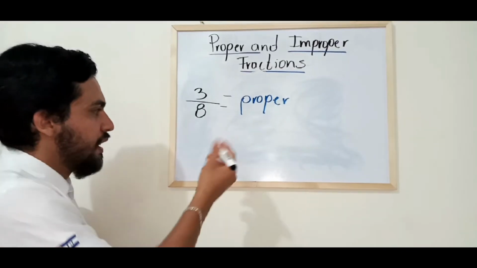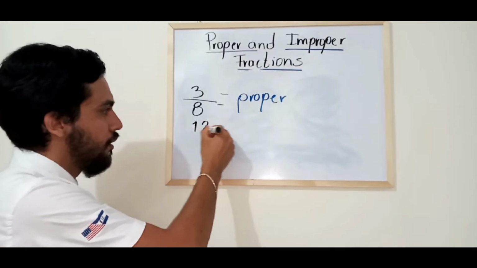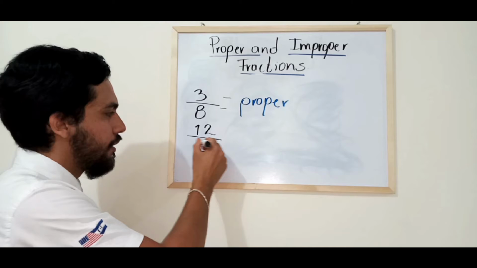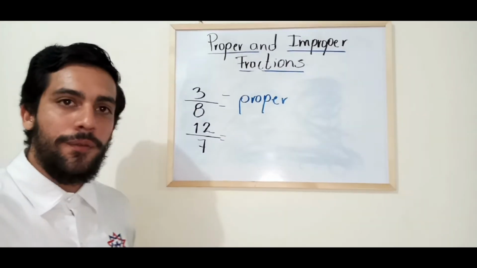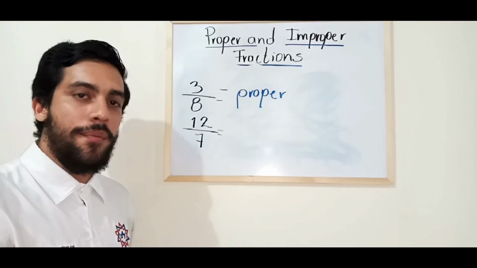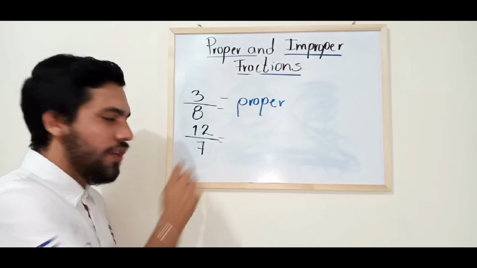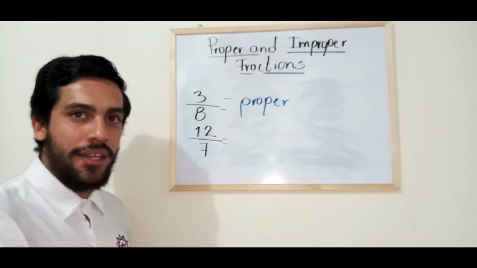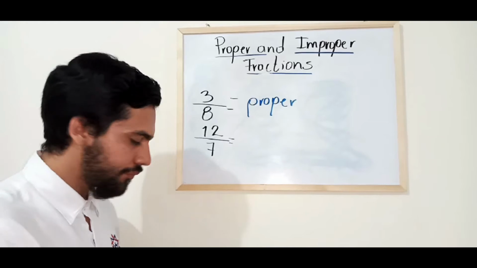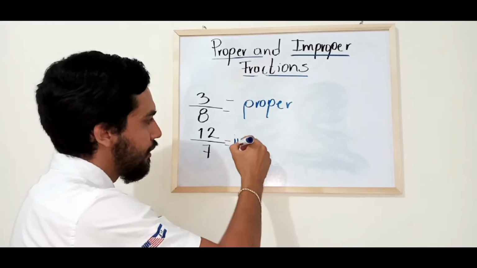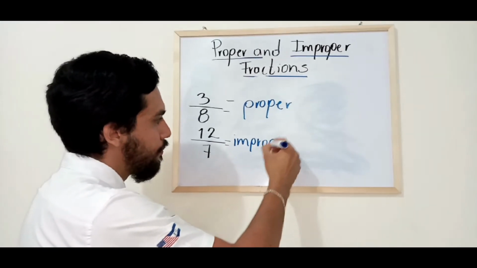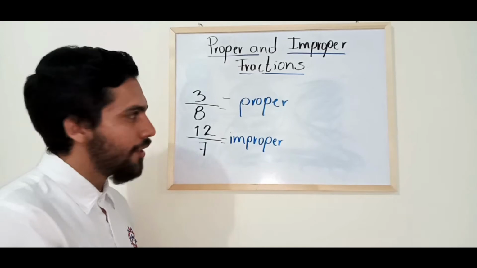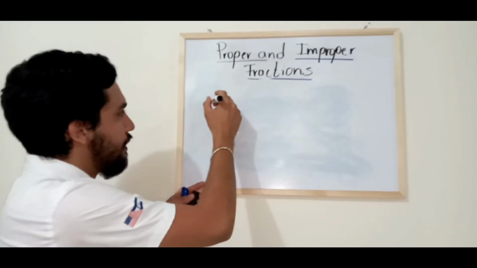Another example, let's say we got 12 sevenths. 12 sevenths. Remember, is this number greater or less than this one? In this case, this number is greater than this one, right? So how do we call the fraction? We call it improper, right?